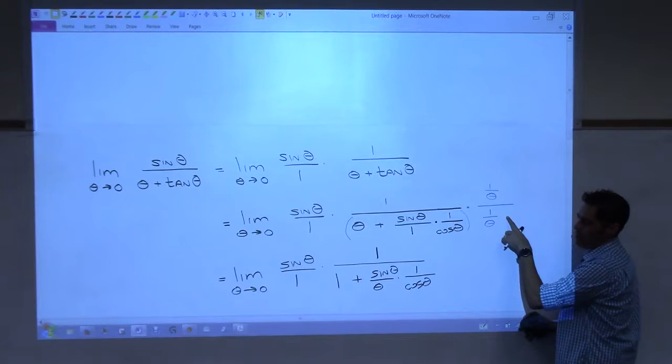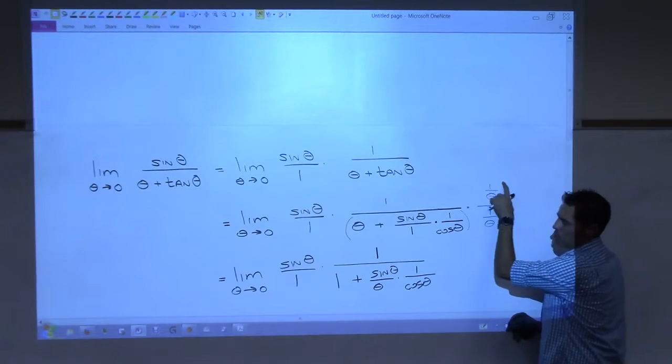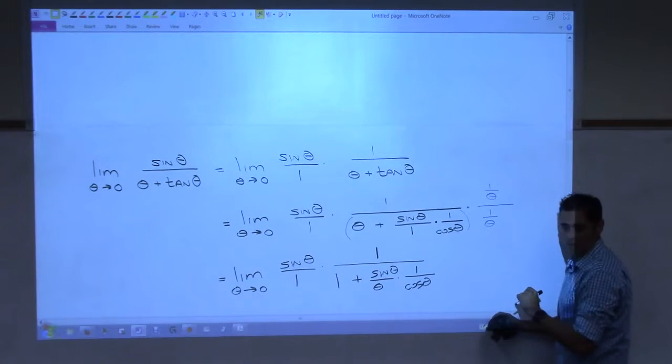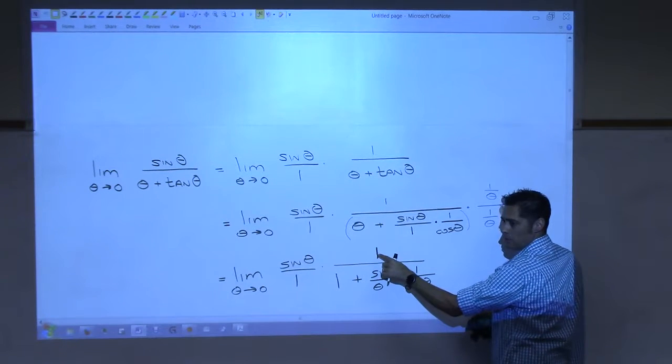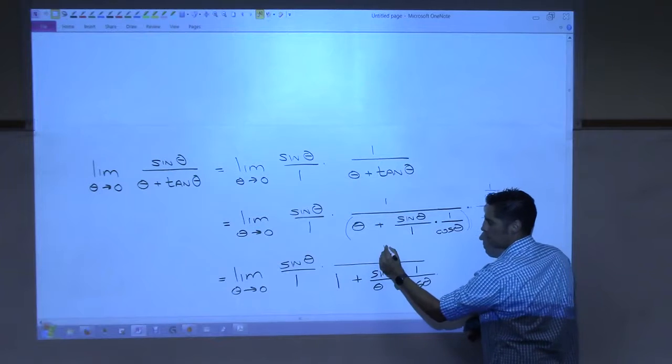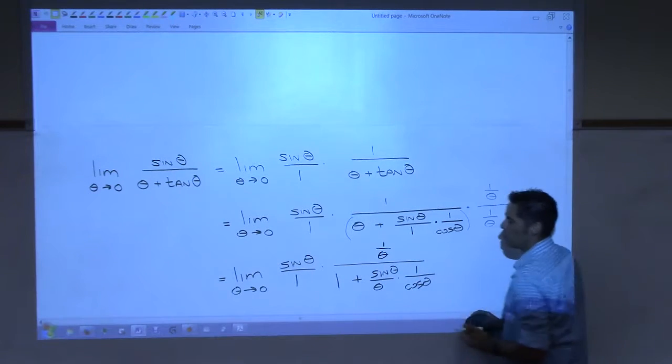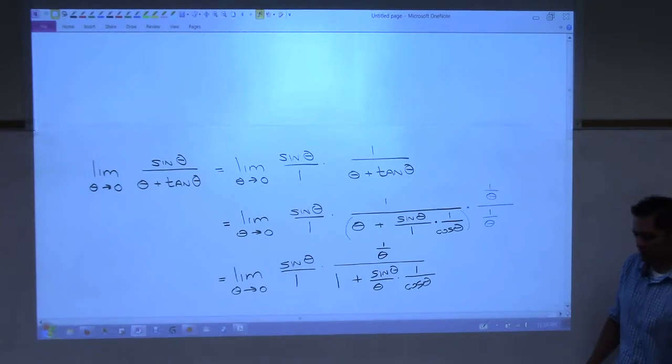Now what do I still have on top? 1 over theta, which would have to multiply times the 1, right? It'll be 1 over theta. I could just change that to 1 over theta. Is that okay? All right. All right, that's where we are. All right, let's just see what happens.